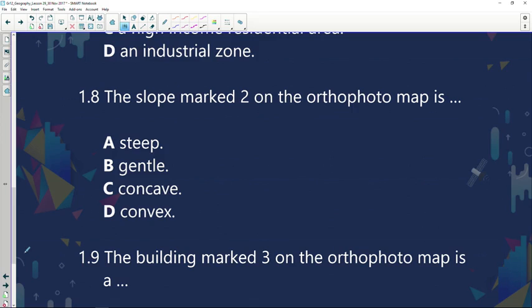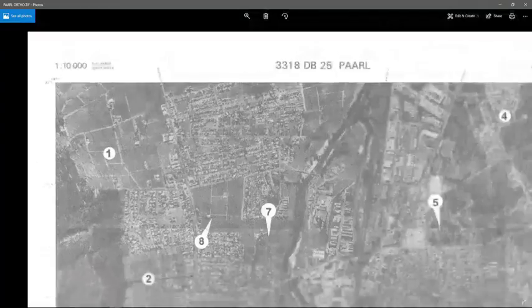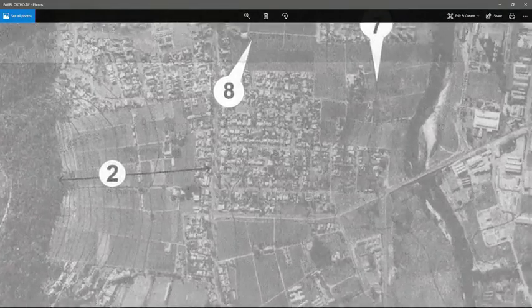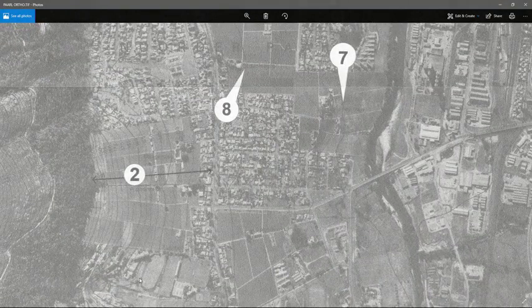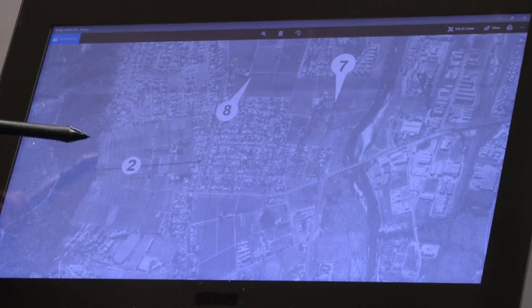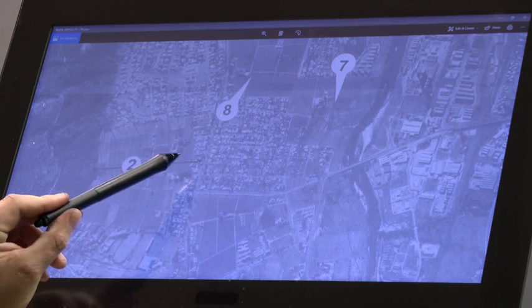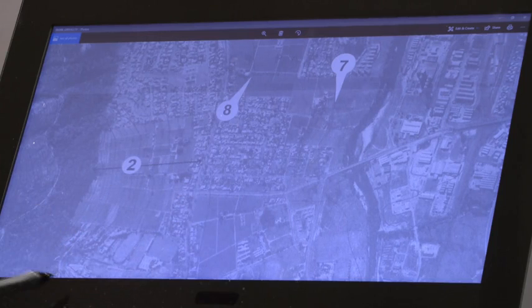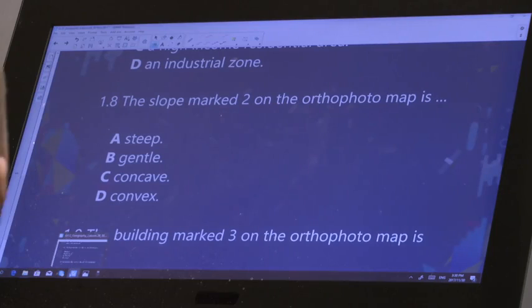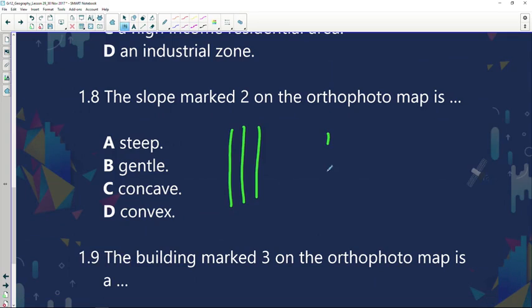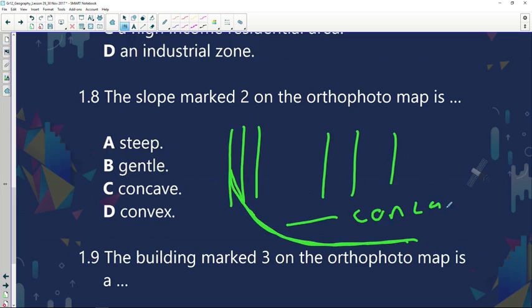The slope marked 2 on the orthophoto map is, let's quickly go and have a look. Okay. There's a slope marked 2. Pay attention. Where the contour line says 200, the contour lines are very close to one another. And basically it decreases towards the right-hand side. And that slope over there, I'm going to draw it for you next to it. Let's quickly have a look what it resembles. So the contour lines were very close to one another and decreasing. So it means it's extremely steep. It looks something like this if I had to draw it in a cross section. And that, Grade 12s, is a concave slope.